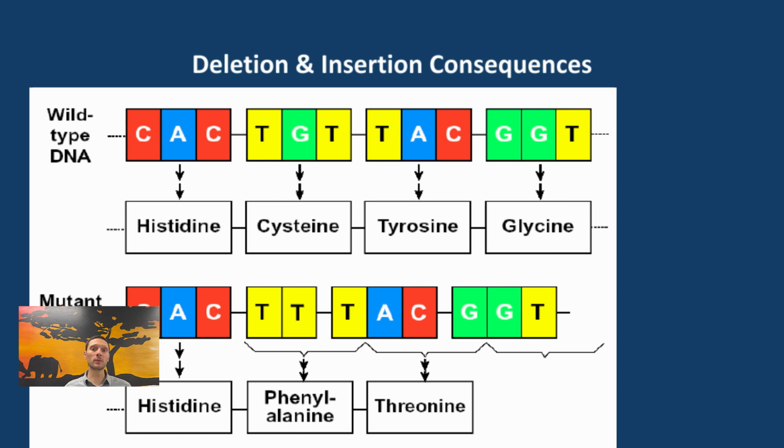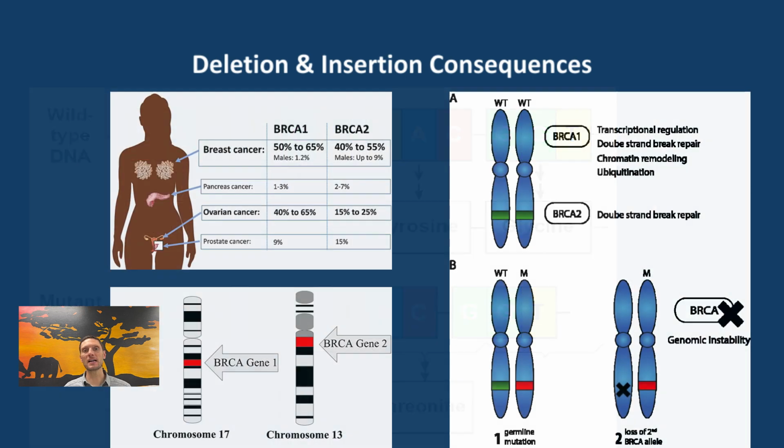Insertion and deletion of 3 nucleotides, which is possible, are not frame shift mutations, but they still add or remove one or more amino acids from the protein, and this can cause actual structural and functional changes within the protein. A good example of this we can see in the BRCA1 gene.